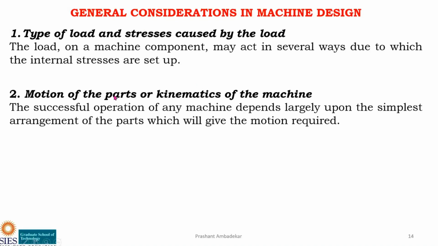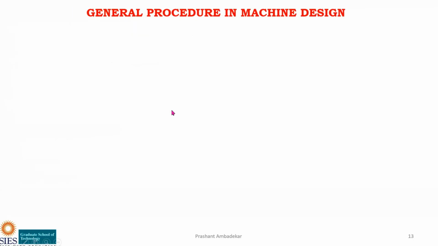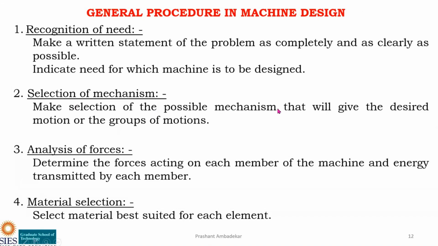Then another part is motion of the parts or kinematics of motion. If the motion or the kinematics selected for the particular product is not correct, then we may not get the required motion with required efficiency. So it is very much important, as I have told you here, you can see, select the possible mechanisms.